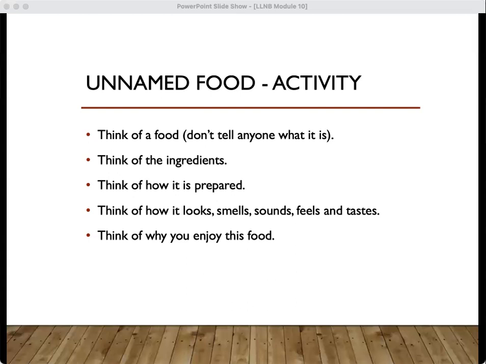Once they finish this, let them know what they've done is created a mind map. This is a great tool to brainstorm and organize thoughts before you start to write, which is where the next step comes in. On a fresh sheet of paper, they're going to use the mind map to write descriptions of their food without naming the food.